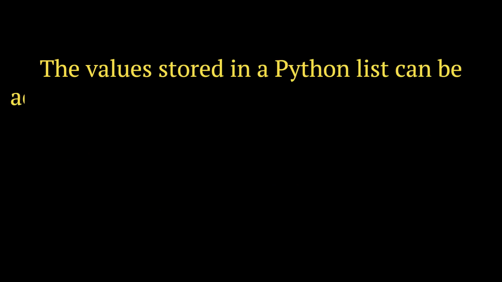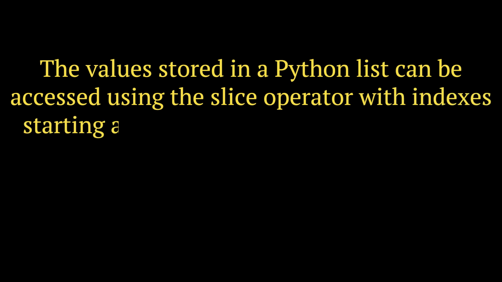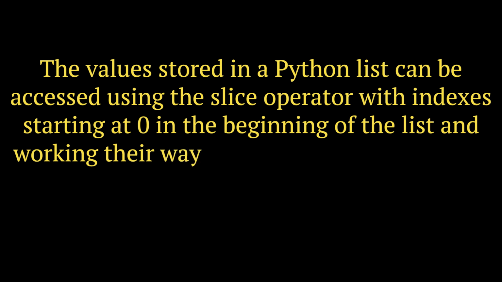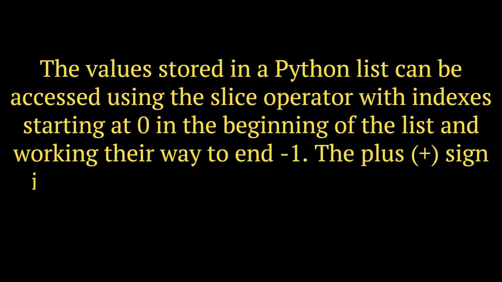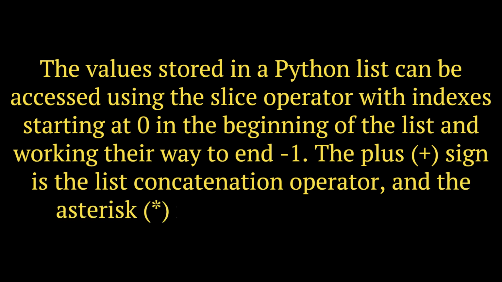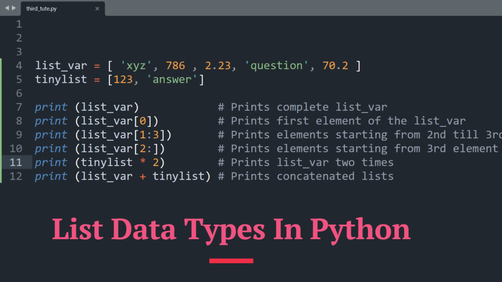The values stored in a Python list can be accessed using the slice operator with indexes starting at 0 in the beginning of the list and working their way to end -1. The plus sign is the list concatenation operator, and the asterisk symbol is the repetition operator. Here is some example of list data types in Python.